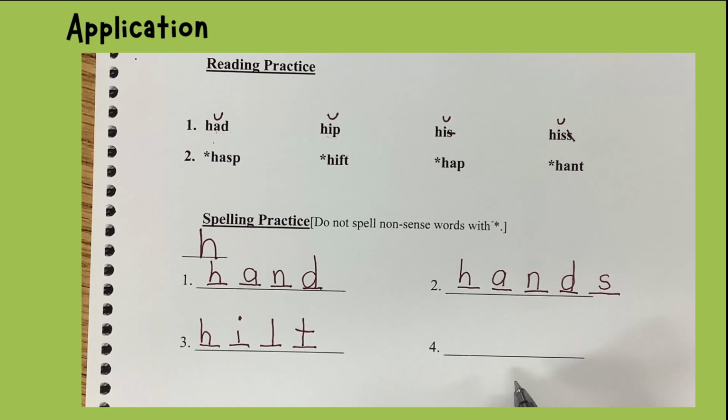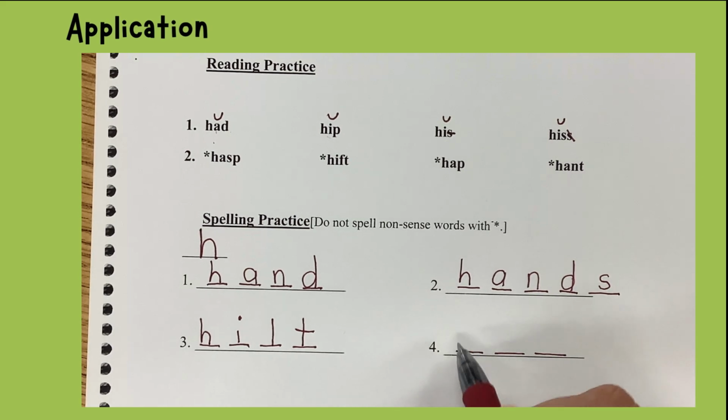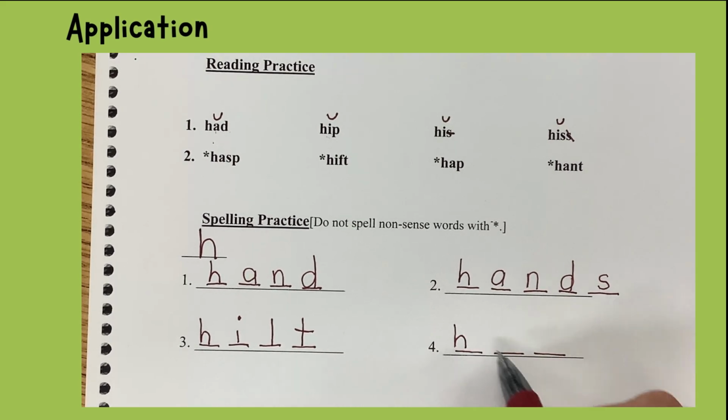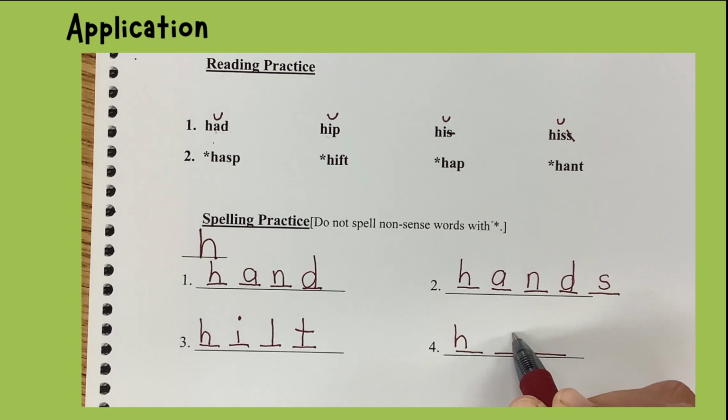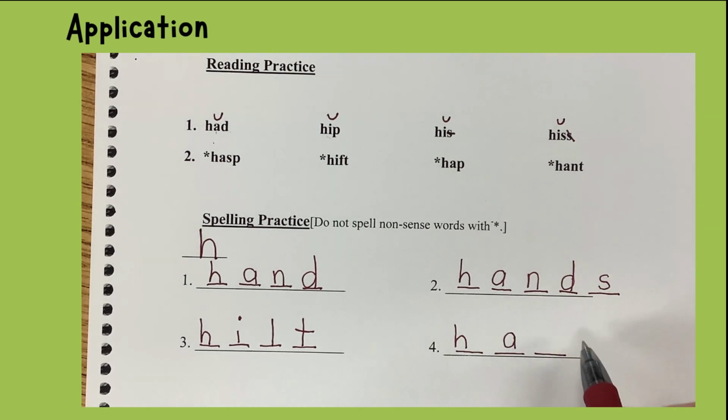Has. Repeat the word. Let's make a line for every sound we hear. H, A, Z. What's a H? H, A, Z, S. Remember, S has two sounds. This S is making a Z sound because it's following a vowel. Vowels vibrate, so the S vibrates. Read that word. Has. Very good.